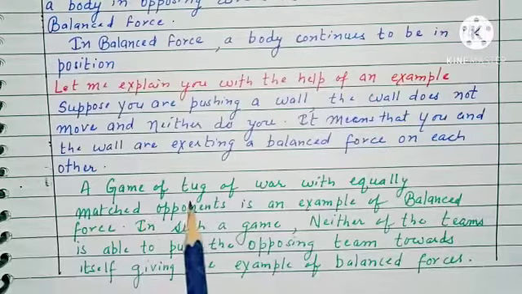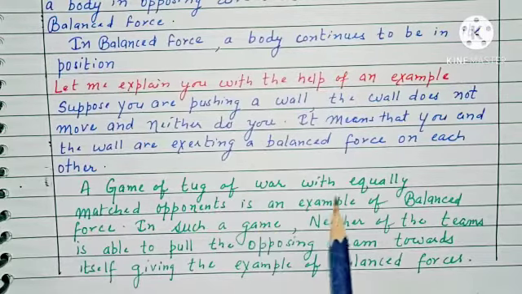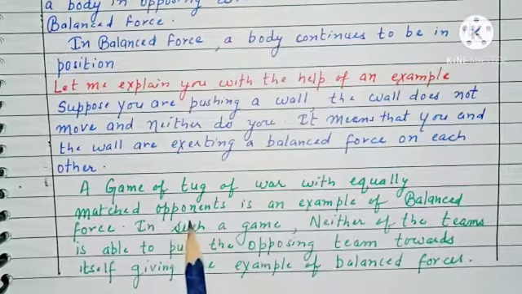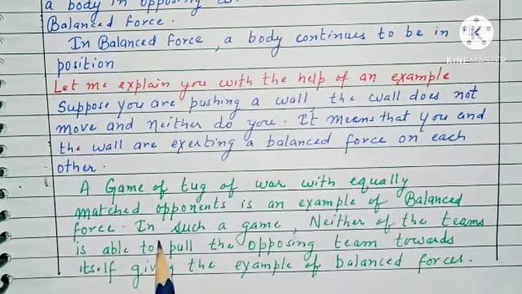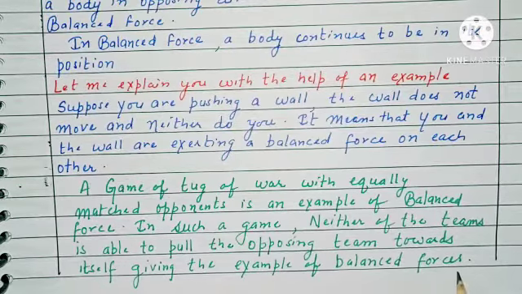A game of tug of war with equally matched opponents is an example of balanced force. In such a game, neither of the teams is able to pull the opposing team towards itself, giving the example of balanced forces.